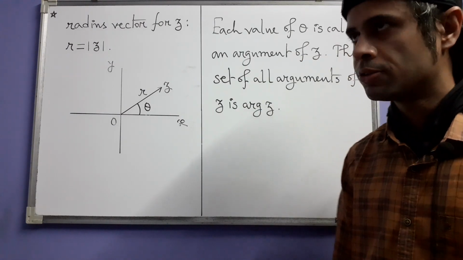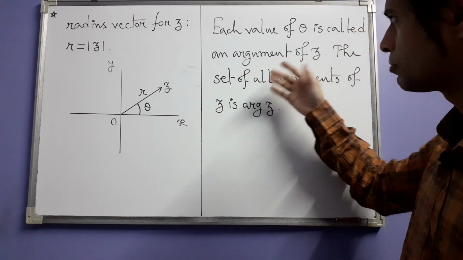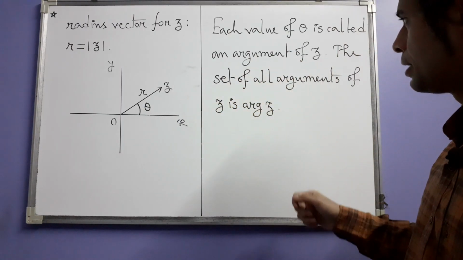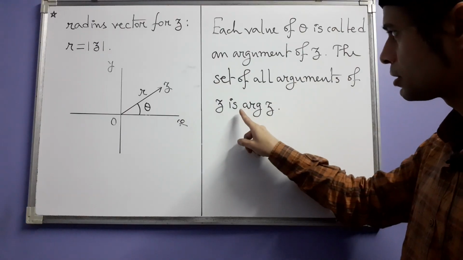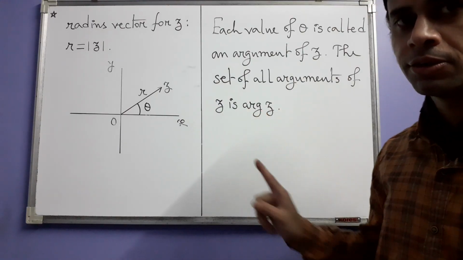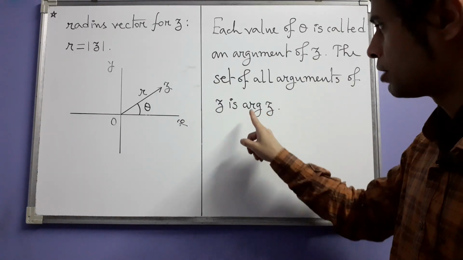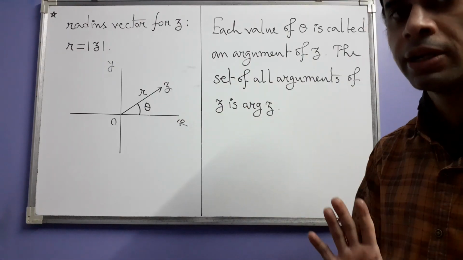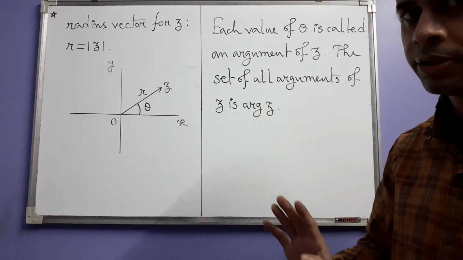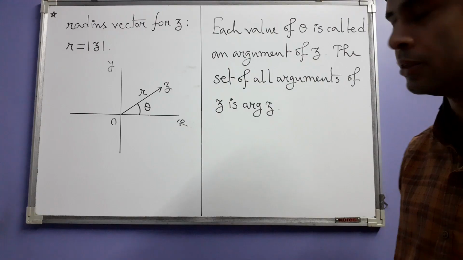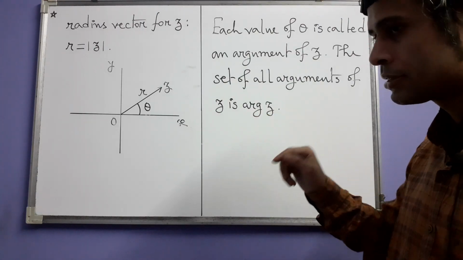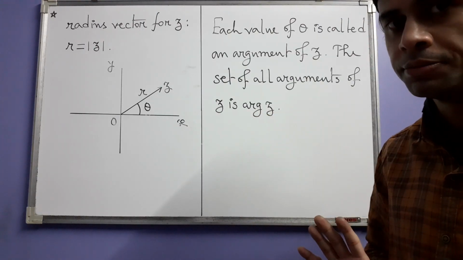Each such value of theta is called an argument of the complex number z, and the set of all arguments of z is denoted by this notation arg z, where this a is small a, because there is a capital A also, which has a slightly different meaning. Note carefully that this is a set, it's not a single value.